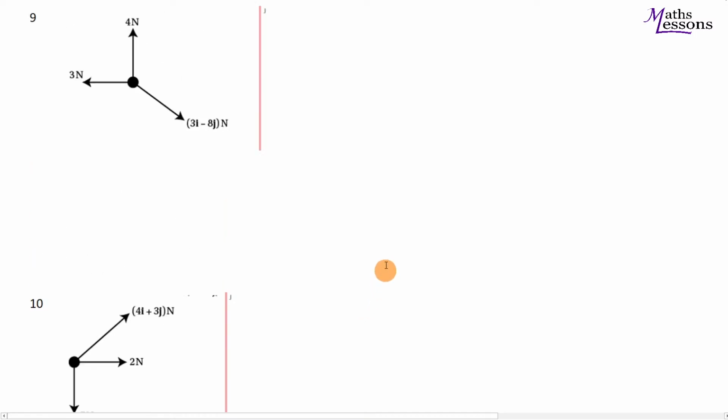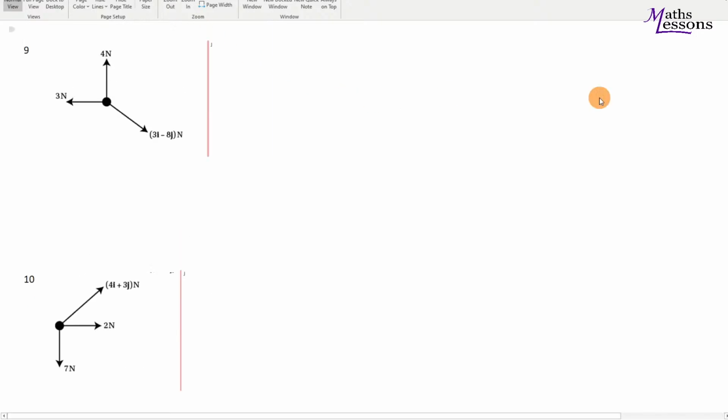Let's just finish off with these two questions. Let's just zoom out a little bit so you can see both. Another 30 seconds to add these three forces up.